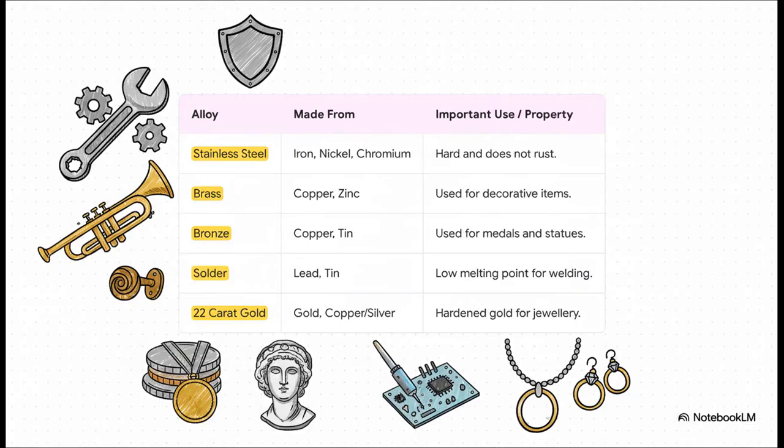This table has some really important alloys you should know for your exam. First, stainless steel, which we talked about. It's made from iron, nickel, and chromium. Then you have brass, a mix of copper and zinc, often used for decorative things. Bronze, a mix of copper and tin. You see it in medals and statues. Solder, which is lead and tin, has a low melting point, which is great for welding wires. And even 22-karat gold is an alloy. Pure gold is too soft for jewelry, so we mix it with copper or silver to make it harder.